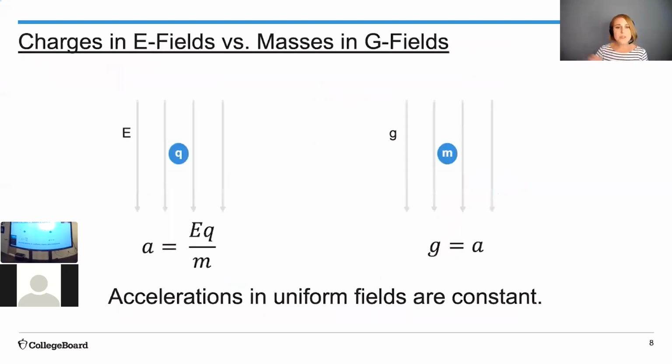So when we think about this, in uniform fields, whether it's an electric field or a gravitational field, uniform fields do create uniform accelerations. But when we think about gravitational fields, the acceleration in a gravitational field is equal to the gravitational field strength. But in electrical fields, the acceleration of those particles in that electrical field is related to the electrical field strength, but it's also related to the size of the charge and the mass of the charge.